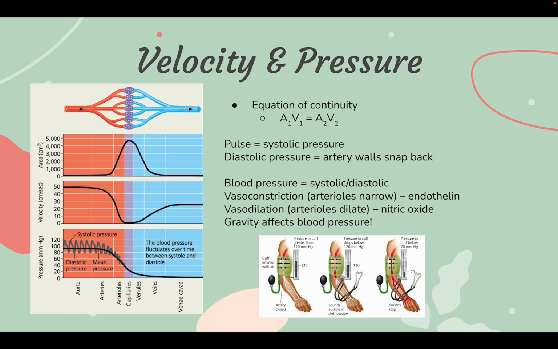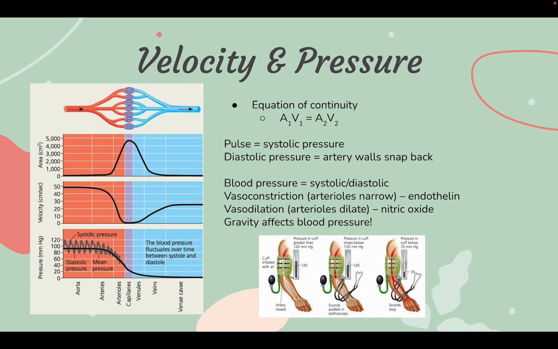And some things that could change velocity and pressure: vasoconstriction and vasodilation are when your arterioles narrow and dilate respectively. Endothelin is kind of like the meme for vasoconstriction. It's a protein that causes your arterioles to narrow, and nitric oxide is a gas that causes your arterioles to dilate. And something else to note is that gravity affects blood pressure.